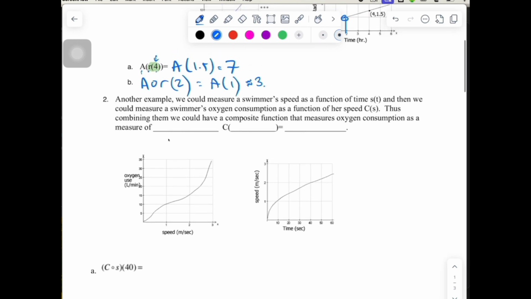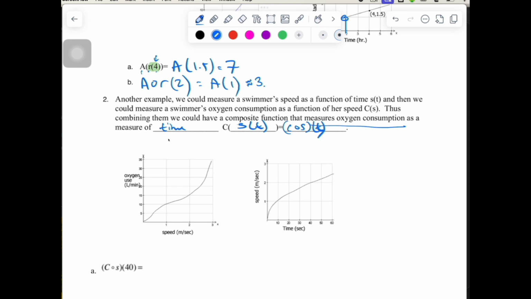Here's another example that we can look at. We can measure the swimmer's speed as a function of time, so S of t. And then we could measure the swimmer's oxygen consumption as a function of her speed. So consumption and speed. Thus combining them, we would have the oxygen consumption as a function of time. And so C is a function of S, which is a function of t, which is C of S of t.